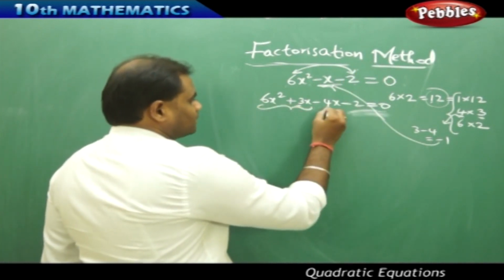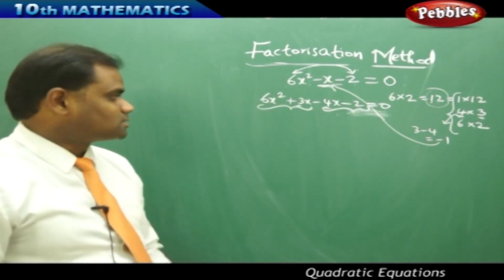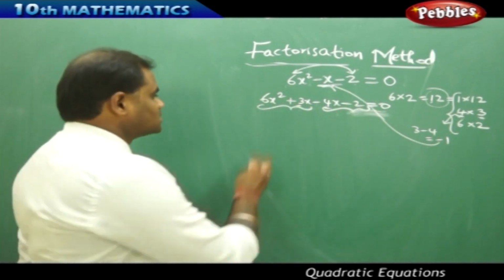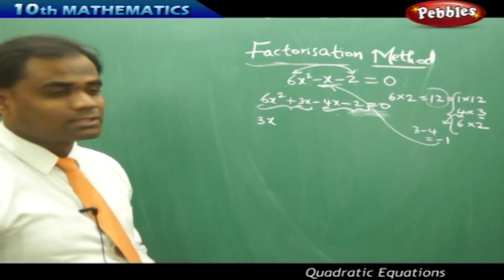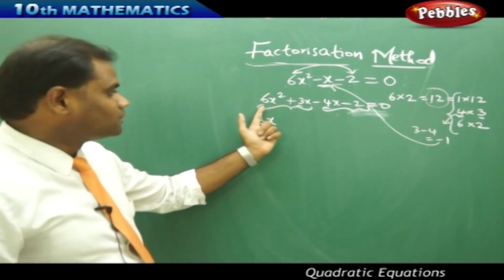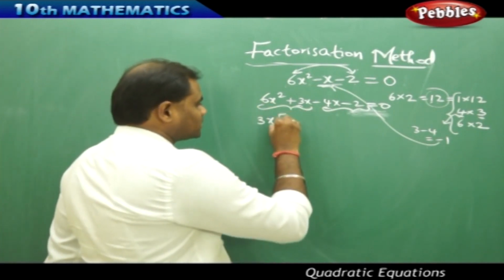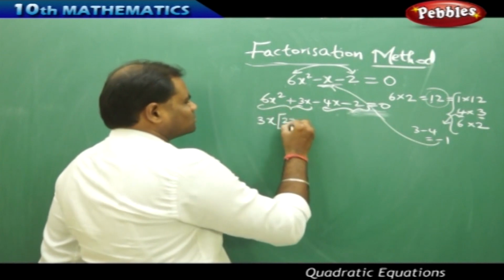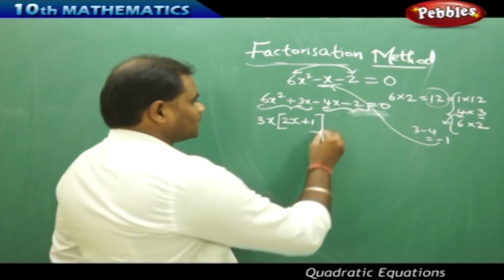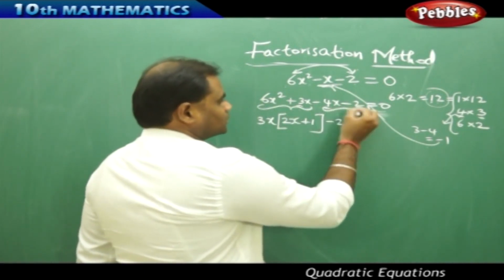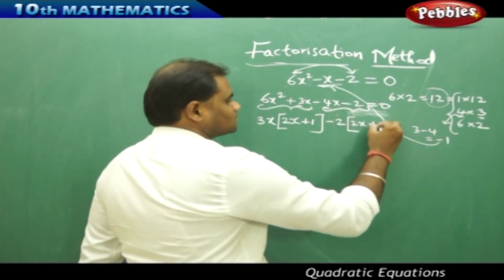So then next, I pair the first two and the last two together. The next concept is pairing them together, so that in this pair, I can take 3x common. I need to take the maximum possible terms which I can take common out of this pair, which is 3x, which I can take common out of these two terms. So finally, when 3x is taken common, I get 2x plus 1, which comes inside the brackets. Similarly, I can take -2 common out here, where the remaining terms inside would be 2x plus 1 equal to 0.